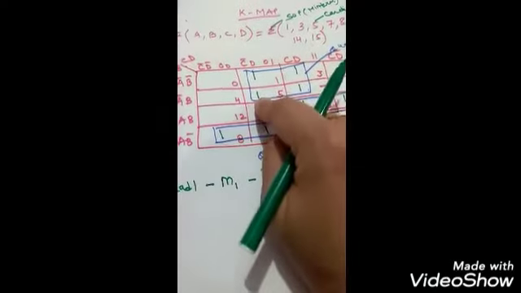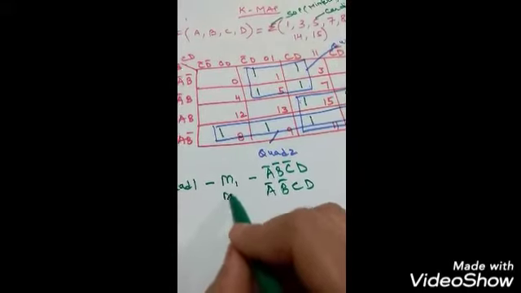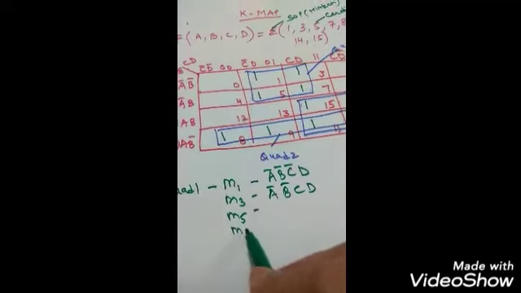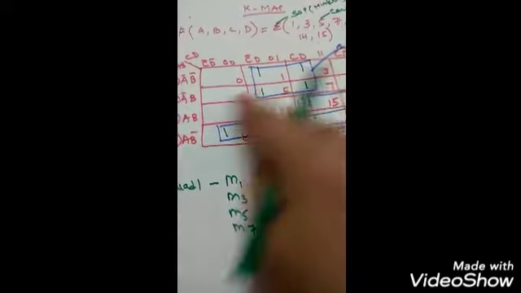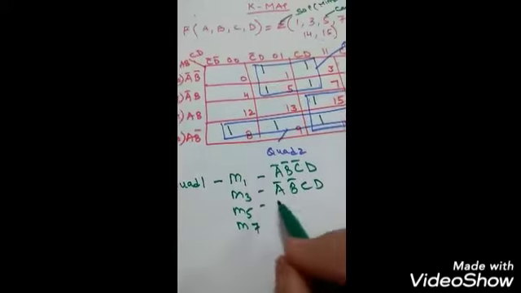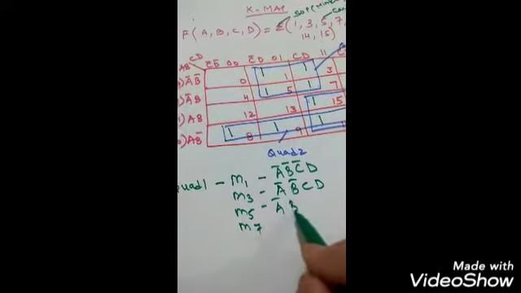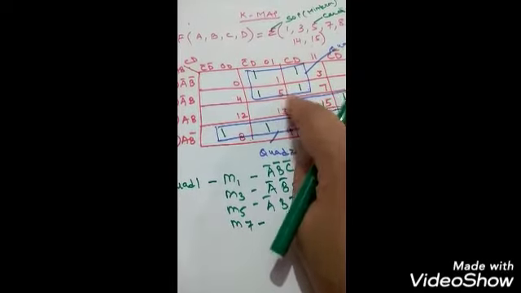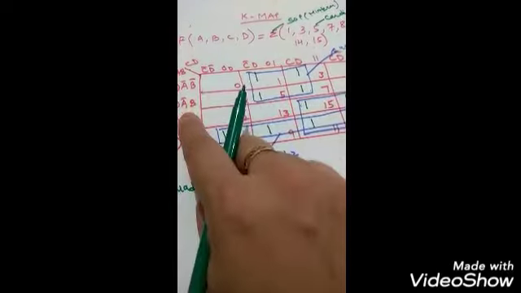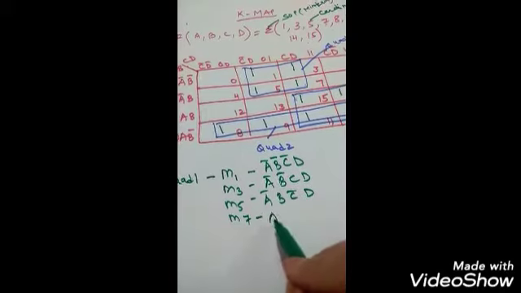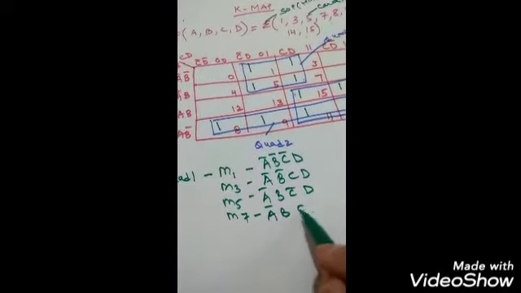Now we will take M5 and the last one, M7. M5 is from here A complement B, and from above C complement D: A complement B, C complement D. Similarly for M7, the intersection of row and column makes the cell over here: A complement B from here and CD from here, so A complement B, C, D.